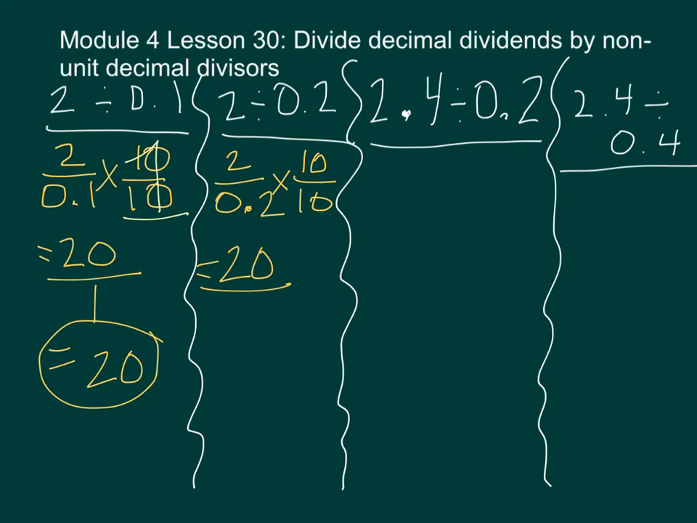So 2 times 10 is going to give me 20. And, oops, that's supposed to be an equal sign. And 2/10 times 10 is going to give me 2. So 20 divided by 2 is 10. And there's my answer.